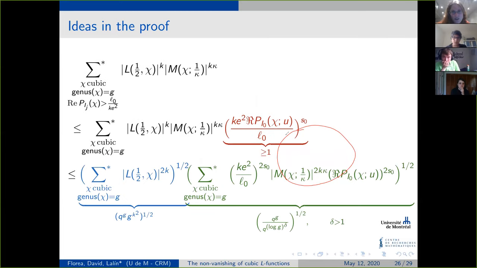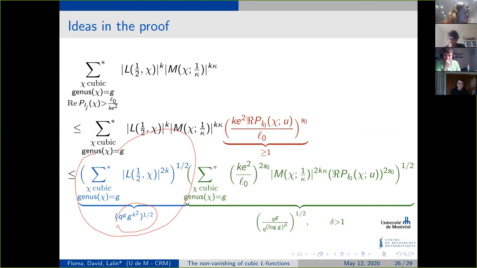And then I use Cauchy-Schwarz to separate the L function from the rest. This is very funny, because the L function that I get here is again the 2k moment. So it's like I'm on the k-th moment, and I somehow take things away with the 2k moment. And for the 2k moment, I have the bad bound that I had from the beginning, q to the g times g to the k squared. So when k equals 1, which is the case I cared about, this gives you g times q to the g.